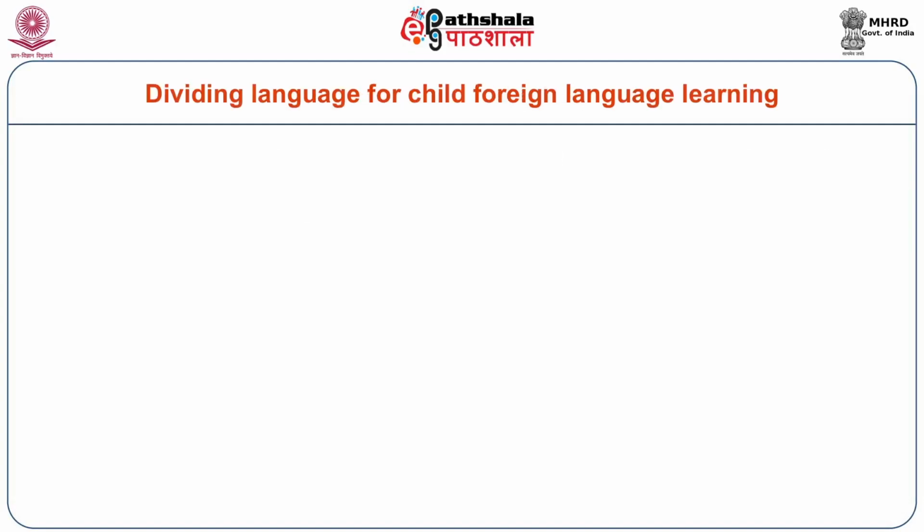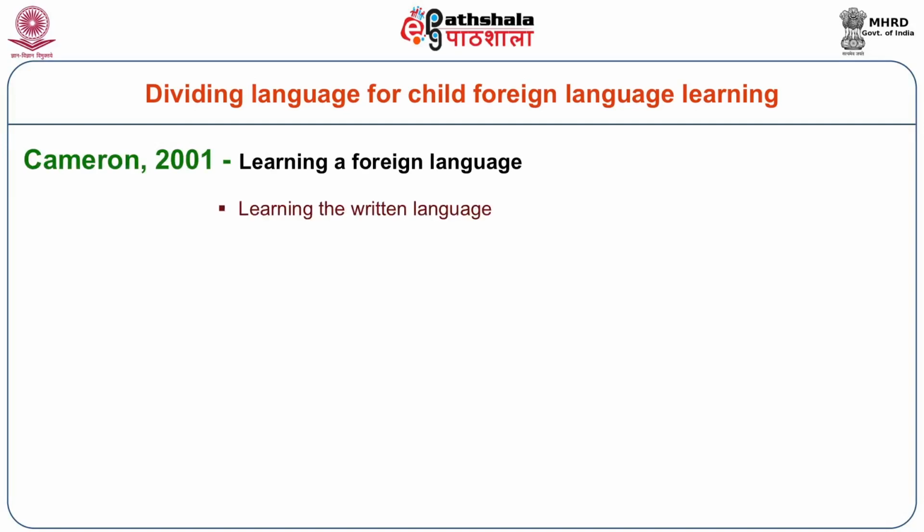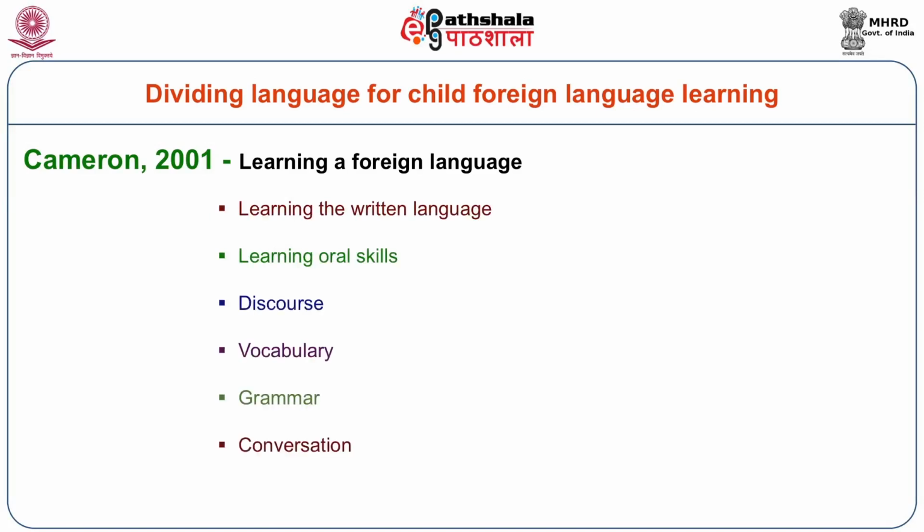Now, when we divide up language for child foreign language learning, we must mention Cameron's study. Cameron has pointed out various areas like learning a foreign language, learning the written language, learning oral skills, divided into discourse, vocab, grammar, conversation, and extended talk.